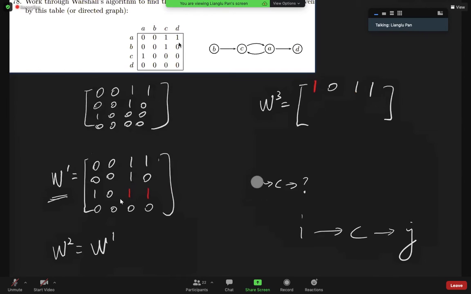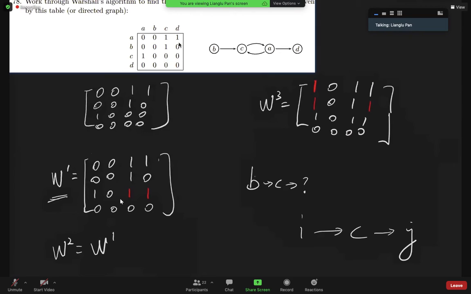And for the second row, since B to C is possible, it means that any node C can reach should also be reachable by B. And for the third row, we will have no updates because it's C to C and then to any other node. And the last row will not be updated because we cannot go from D to anywhere.